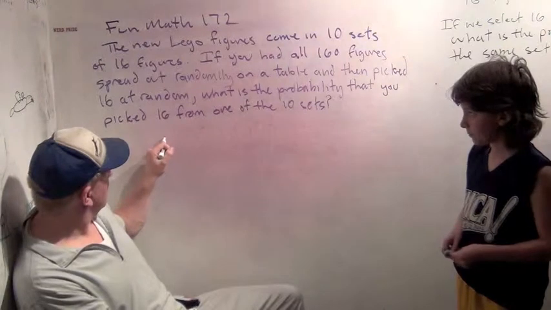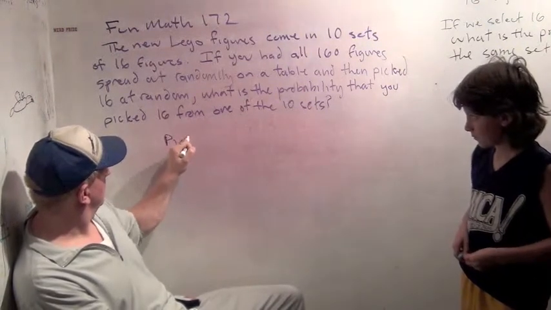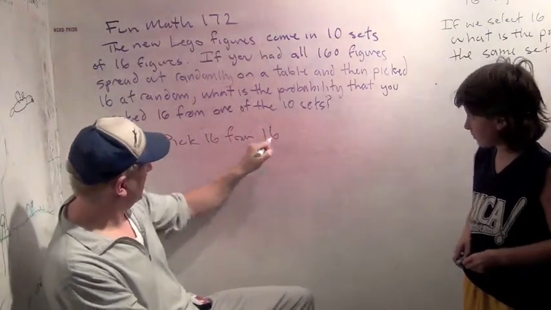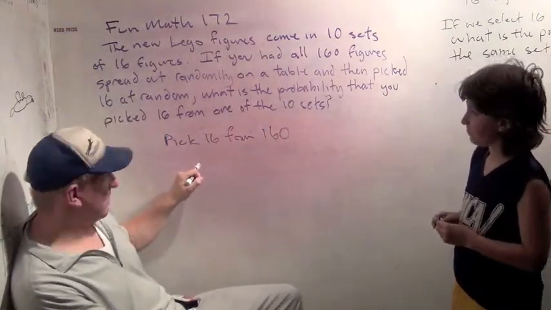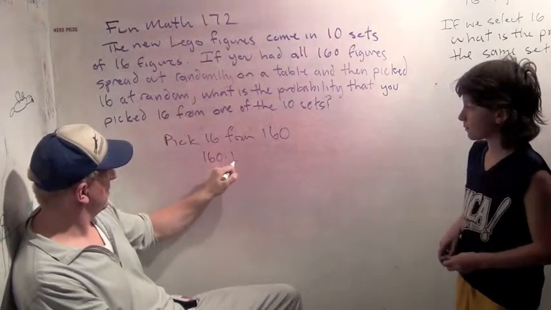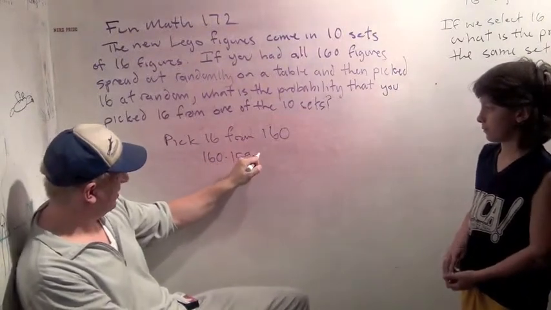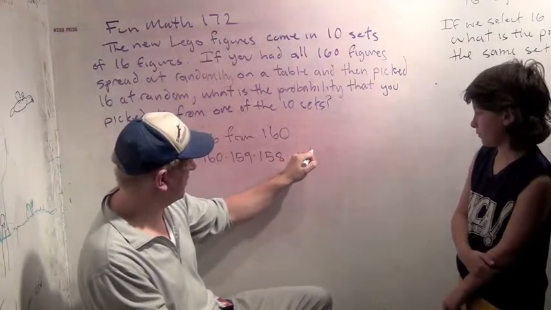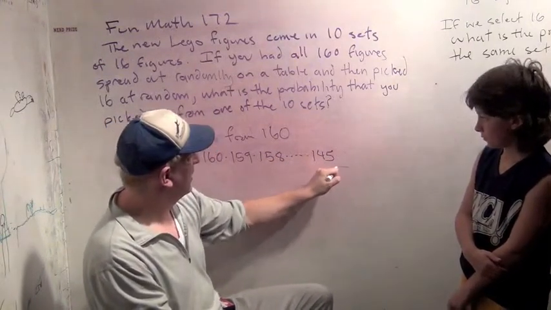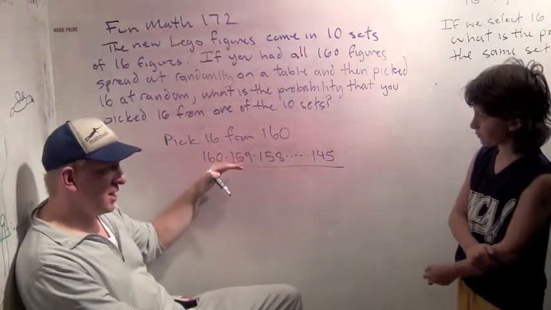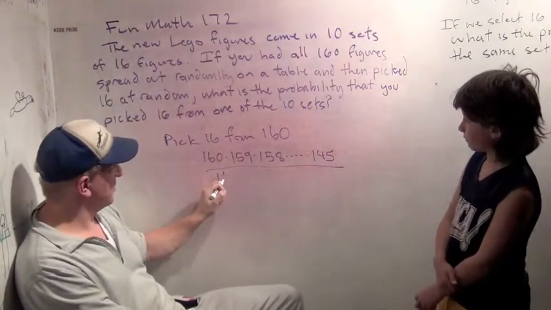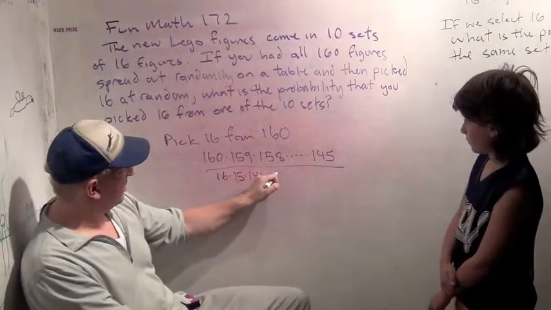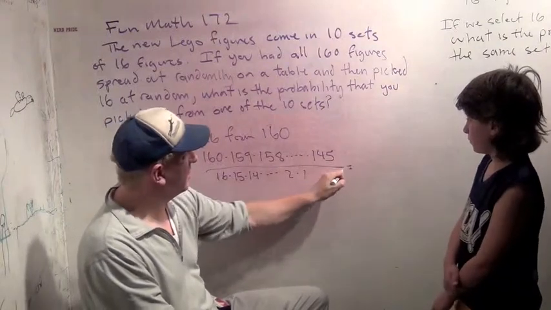But then we said pick 16 from 160 must be the same idea. We have 160 choices for the first, 159 choices for the second, 158 choices for the third, all the way down to, for the 16th, 145 choices. But in our groups of 16, we overcount them because there's 16 ways to pick the first, 15, 14, all the way down to 2 times 1. Now this is going to be a big number, right?